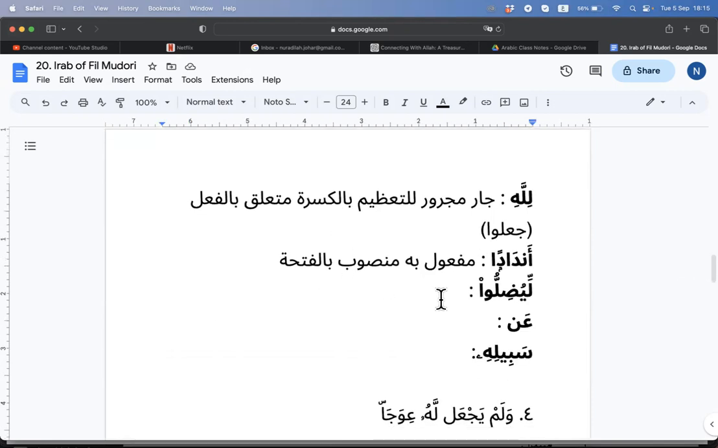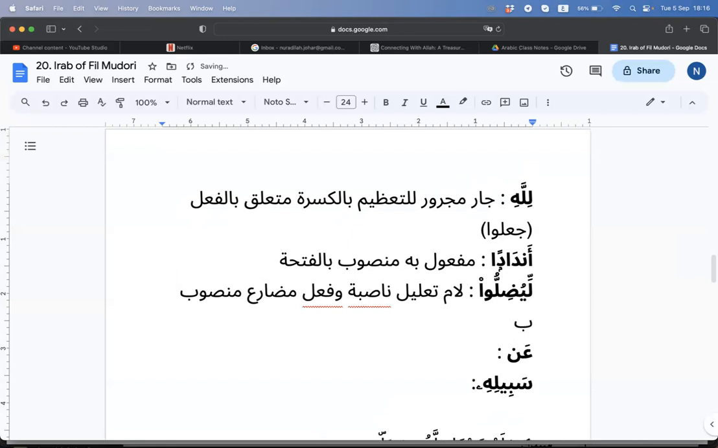Lam nasibah is called lam ta'lil, so that. And then yudillu will be fi'il mudhari mansub, not bil waw, mansub bi hazf nun.